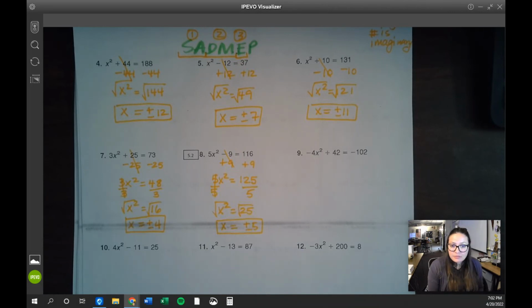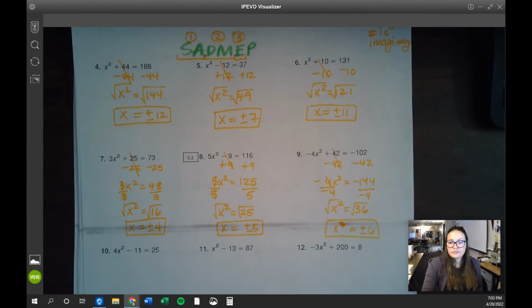Please pause the video and try number 9 on your own. When you're done, go ahead, restart the video, and see how you did. Okay, you should have gotten x equals plus or minus 6. If you didn't, pause the video, check back over my steps, and see if you can figure out where you went wrong.